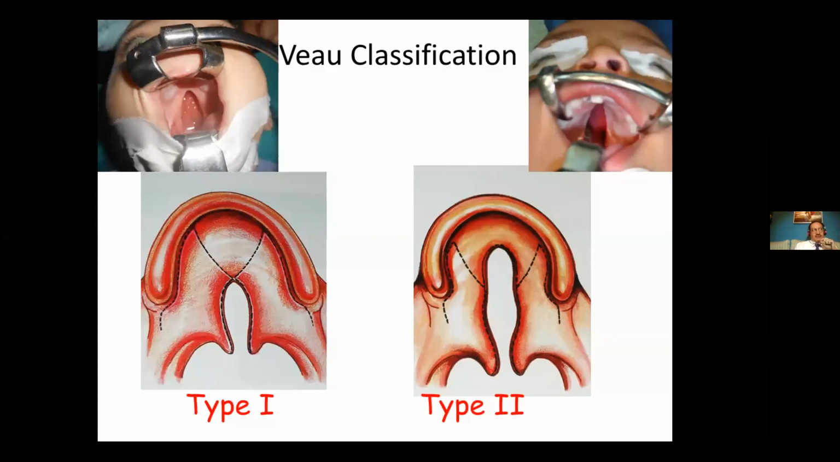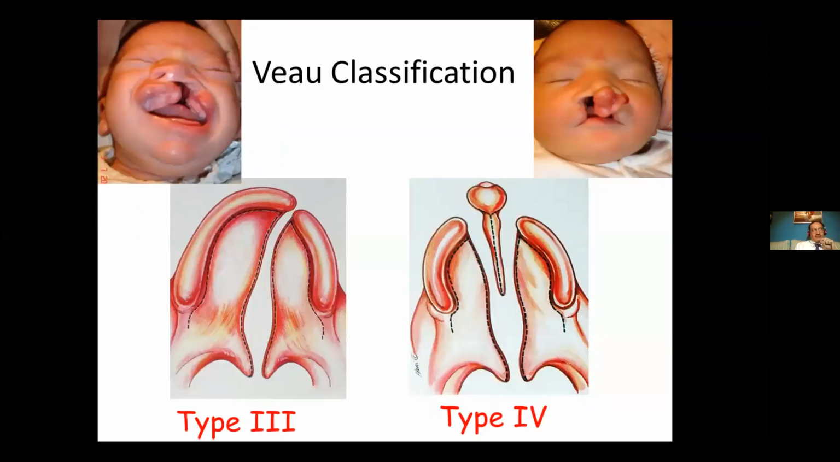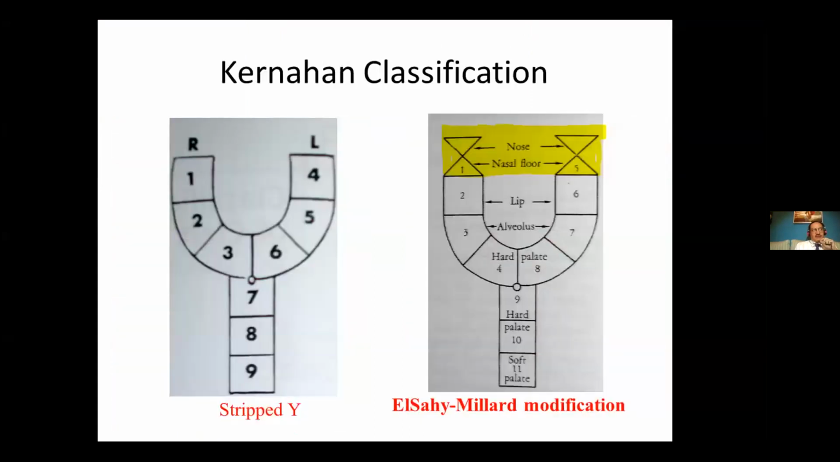It's not enough to paint the diversity as we see. Sometimes there is a hard palate and cleft of the soft palate alone, so this does not work for the Veau classification. That's why we needed another one, which was the striped Y or Kernahan classification, which divides the cleft into the right and left side, starting from the lip and nose, then the alveolus, the hard palate, the incisive foramen, then the soft palate, into 8 and 9. It was written in digits because in the early use of this classification they were trying to get it into digital form, as computers were used in the early 70s.